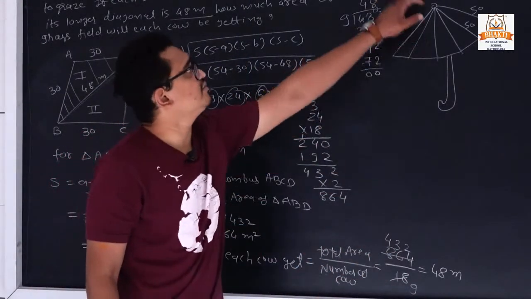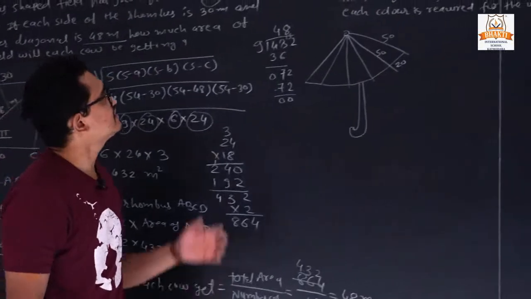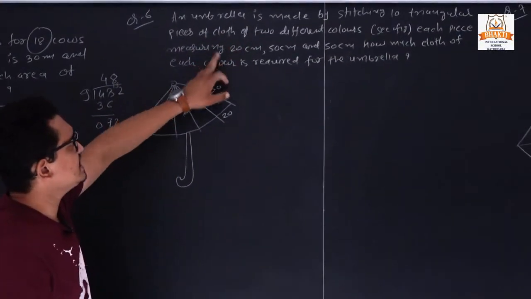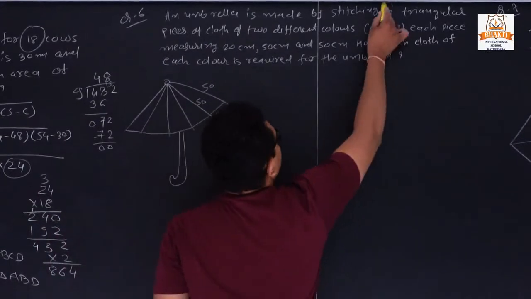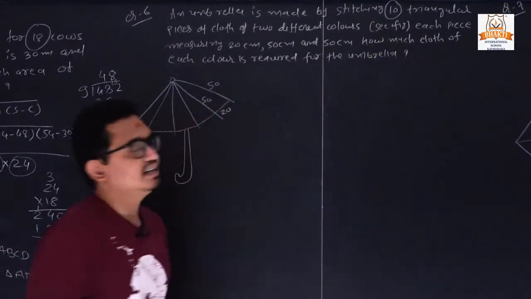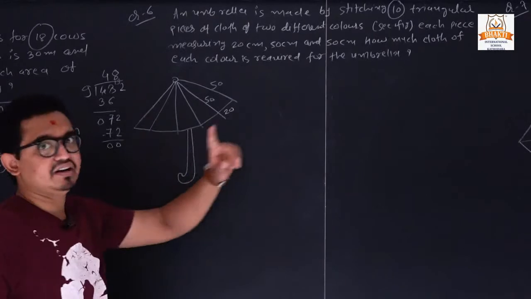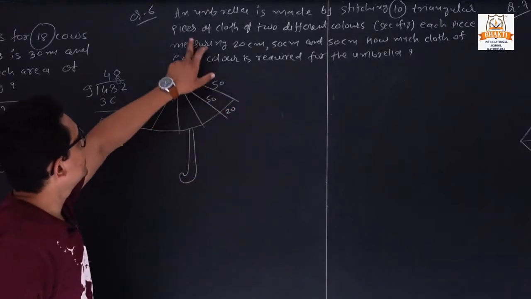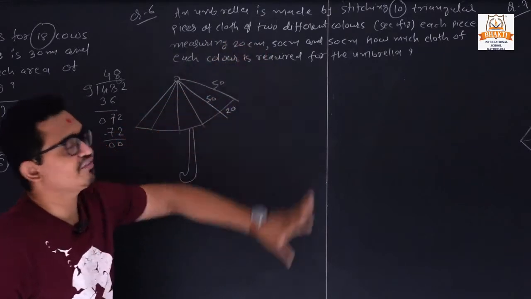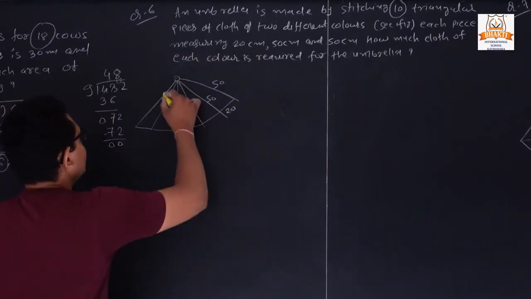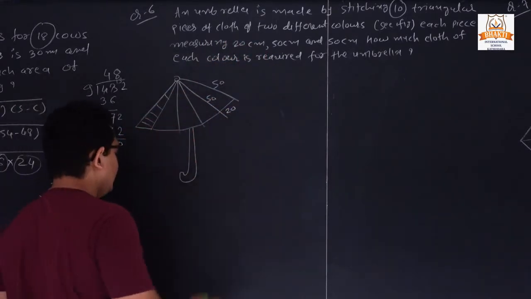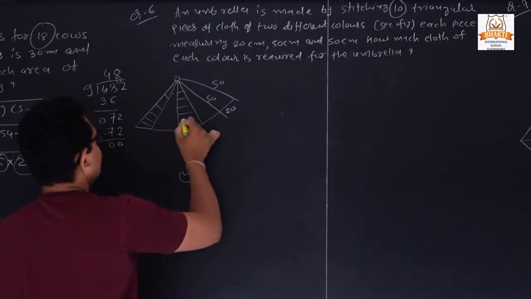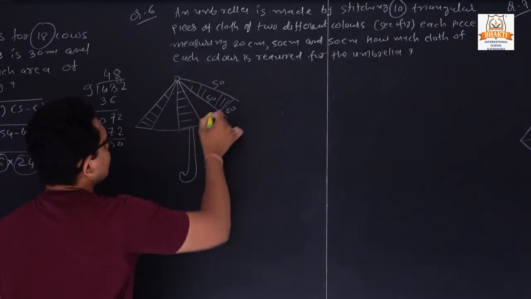So now next sum, question number 6. Here we have one umbrella. It is made by stitching 10 triangles. We have one umbrella in which we have 10 triangular pieces of cloth of two different colors. So it means this and this both have a different color. Clear? These both have different colors like that.